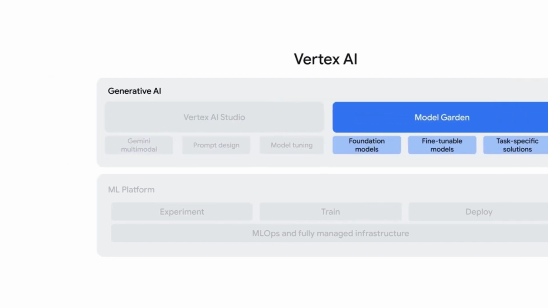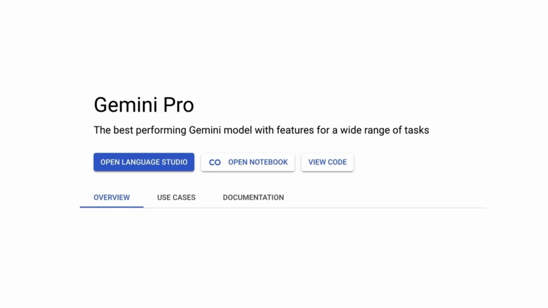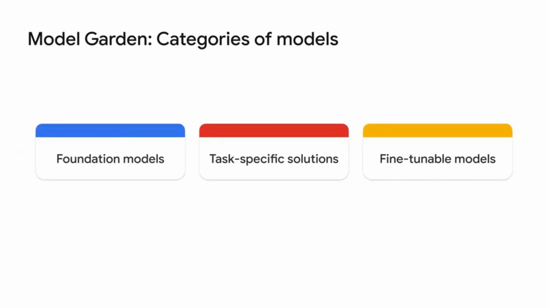Model Garden offers a model card for each model, encapsulating critical details such as overview, use cases, and relevant documentation. Furthermore, it seamlessly integrates with Vertex AI Studio, allowing you to initiate project development through a user-friendly interface. Additionally, it provides access to sample code and facilitates code development via notebooks. You can find 3 major categories of models: foundation models, task-specific solutions, and fine-tunable or open-source models.